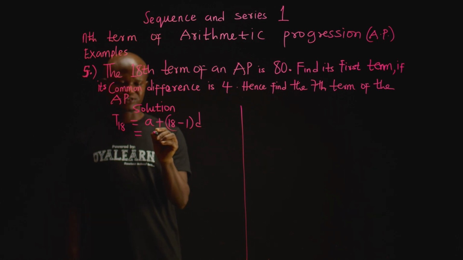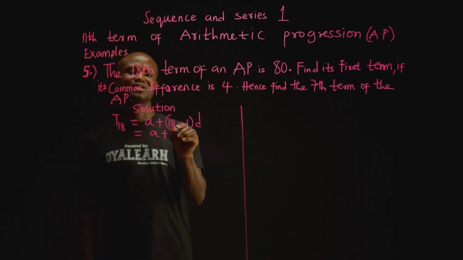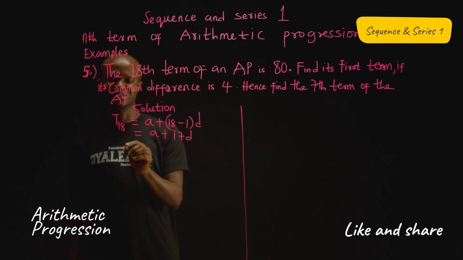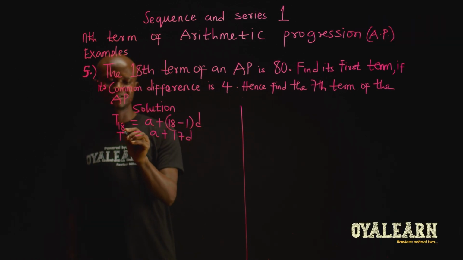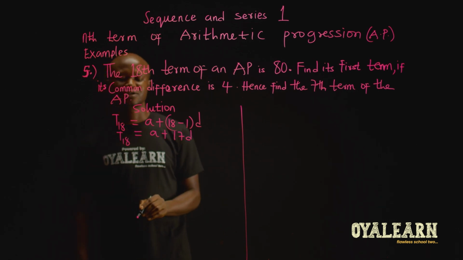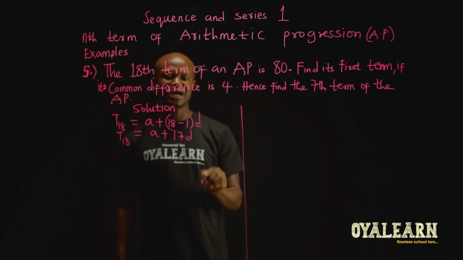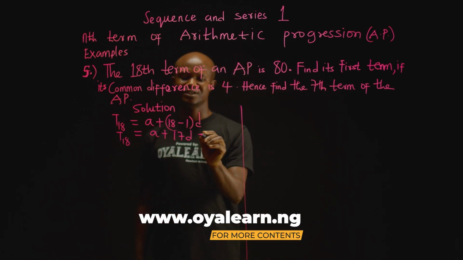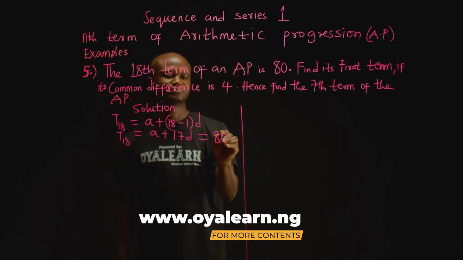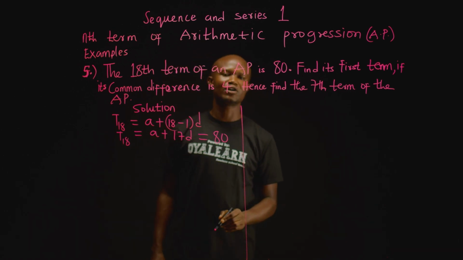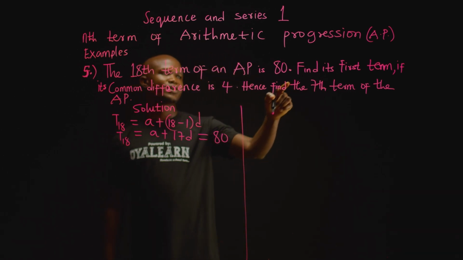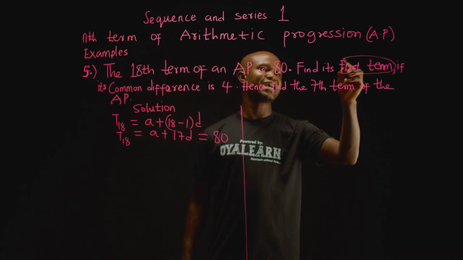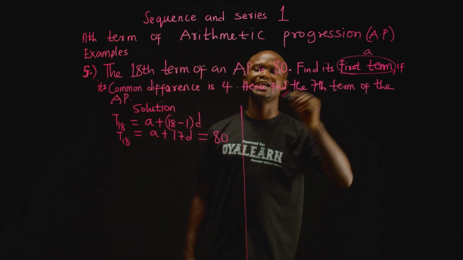So this will give us A plus what? 18 minus 1, that is 17, 17D. So this is T18. And this T18 that we are given, which represents the 18th term, is equal to 80. Now, from the question, find its first term, which denotes A.